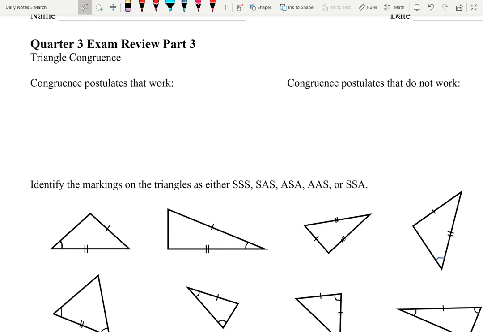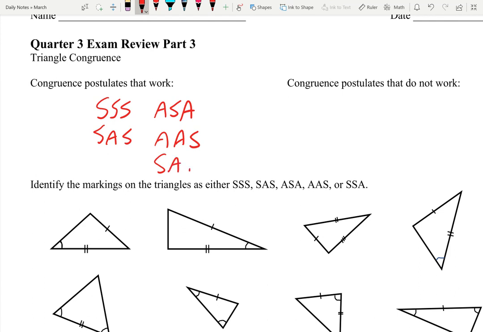Postulates that work, and the ones that we're going to be looking for, are SSS, which stands for side, side, side. There's also side, angle, side, SAS. There's angle, side, angle, ASA, and angle, angle, side, AAS, which could also be the same as SAA, essentially two angles and a side not between them. So that's the same thing as angle, angle, side.